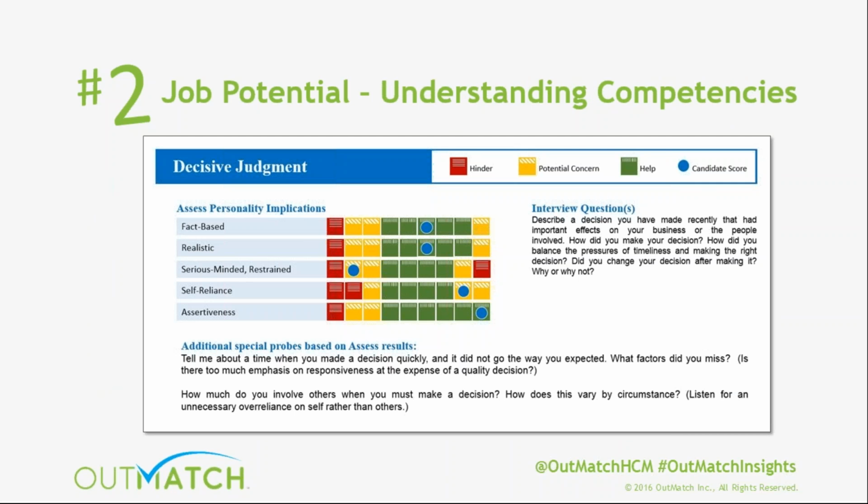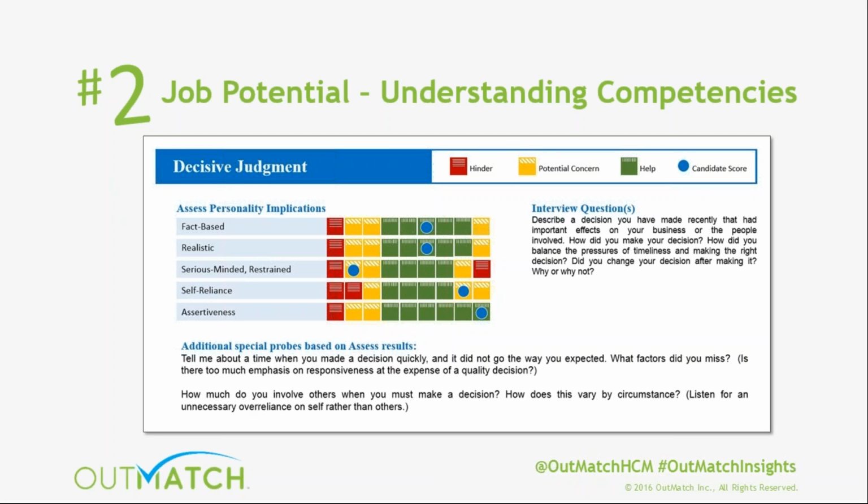So we'll look specifically at a report from an assessment for the competency of decisive judgment. Decisive judgment has several traits associated with it: fact-based, realistic, serious-minded, self-reliance, and assertiveness. And you see here we're scoring a person who's taken this assessment along a set of measures, right? Green, good; yellow, you might want to dig into it; red is a red flag, to use the word red too many times in a row. But this is the type of data that you uncover when you identify and then begin to measure competencies.